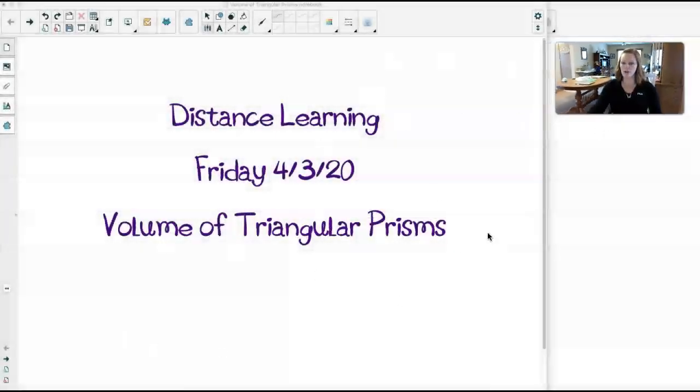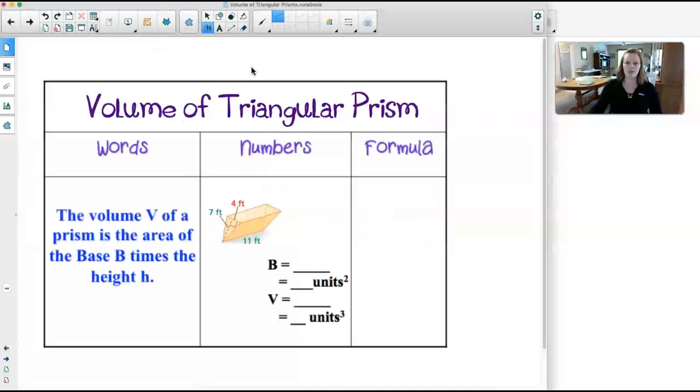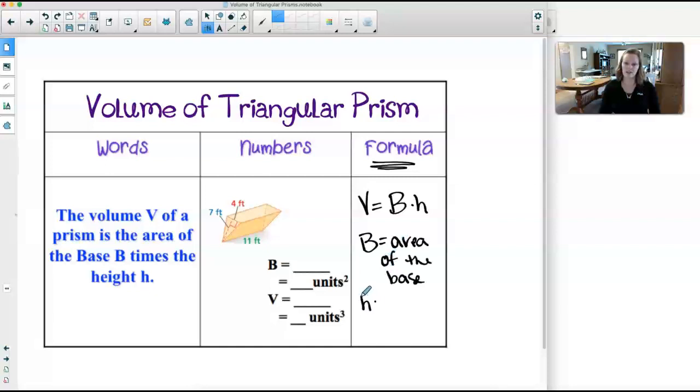We are going to learn about volume of triangular prisms today. Yesterday we talked about rectangular prisms. So with a triangular prism, the process does not change very much. The volume of a triangular prism is still found the same exact way we did rectangular prisms. So the formula is volume equals capital B times H. The capital B is the area of the base, and the H is the height of the prism.